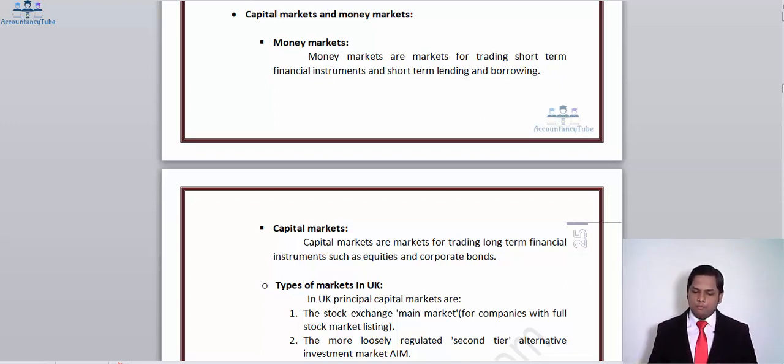However, capital markets are markets for trading long-term financial instruments such as equities and corporate bonds. Equities provide returns on a quarterly, half-yearly or annual basis, whereas bonds also provide returns on an annual basis. So they are used as a long-term source of finance rather than a short-term one.